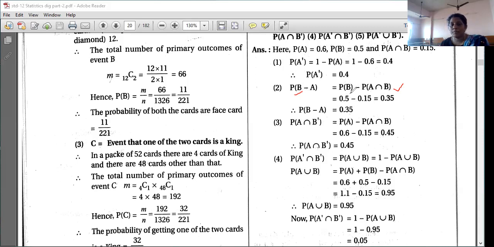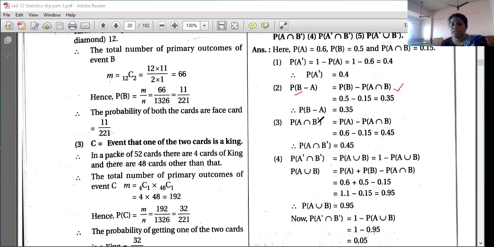So here the value of P of B is 0.5 minus P of A intersection B is 0.15. So your answer is 0.35. So P of B minus A is 0.35. Now next third one is P of A intersection B dash. So that will be P of A minus P of A intersection B.